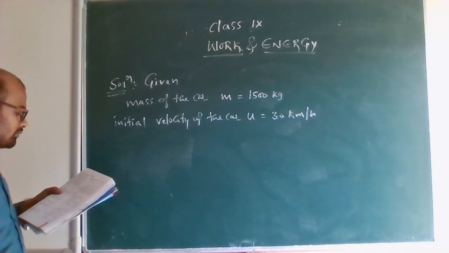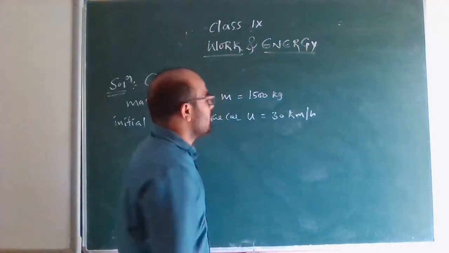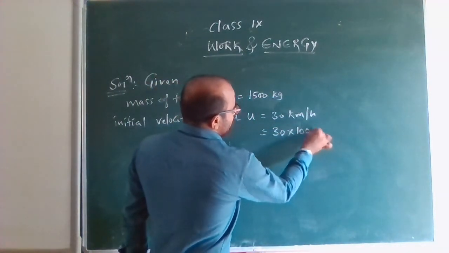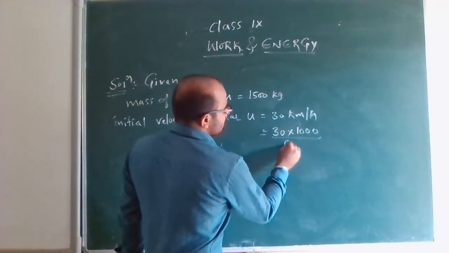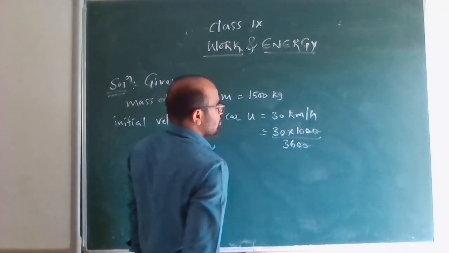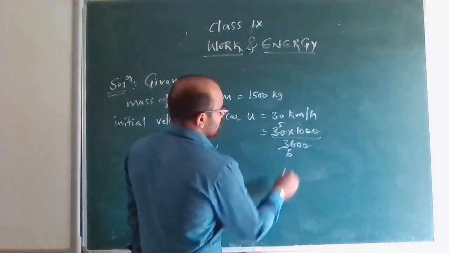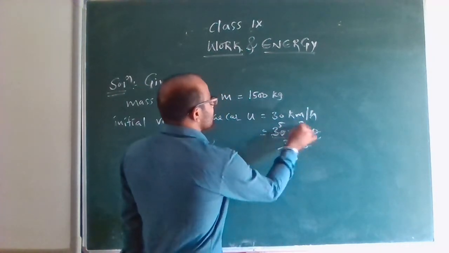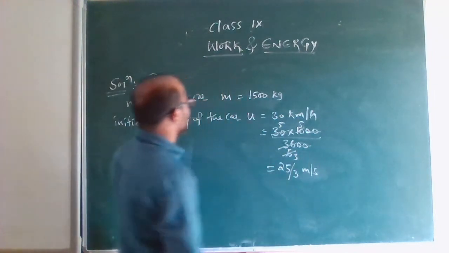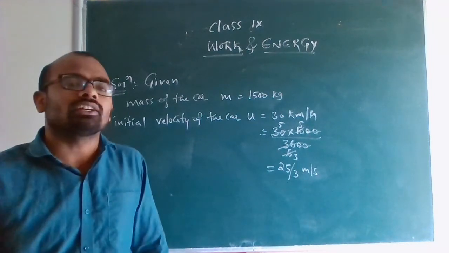This is given in kilometer per hour. We have to convert this to meter per second. Look here: 30 kilometer means 1000 meter, divided by one hour, which is 60 into 60 seconds, that is 3600 seconds. These two zeros cancel. 6 3s are 18... 6 5s are 30, so it becomes 25 by 3 meter per second. So the initial velocity of the car is 25 by 3 meter per second.